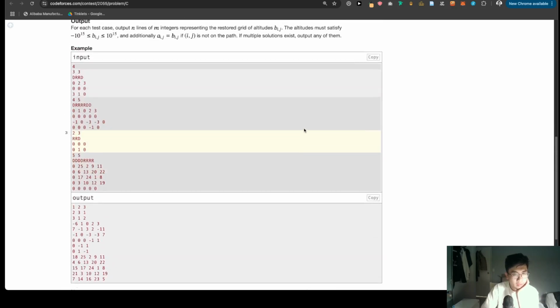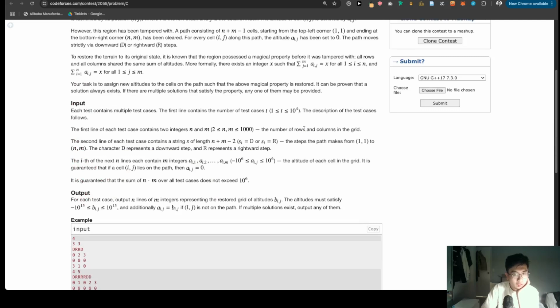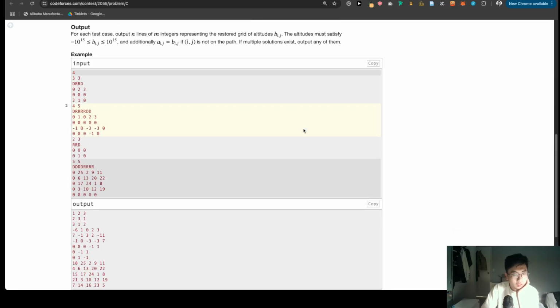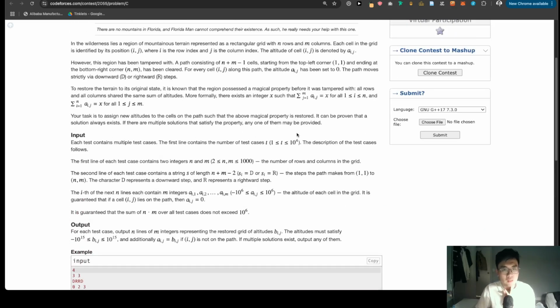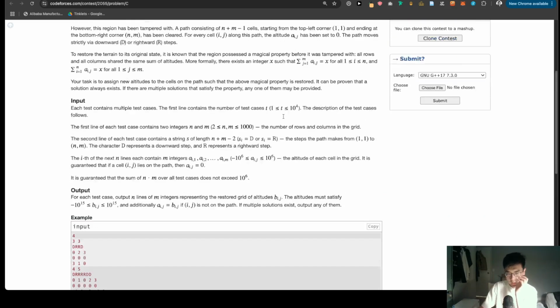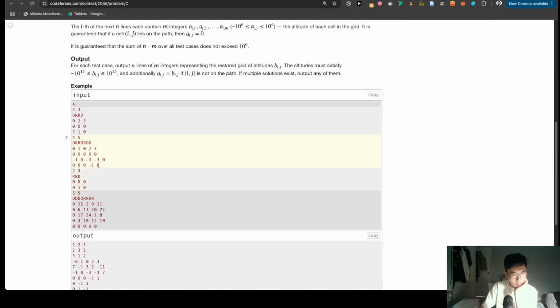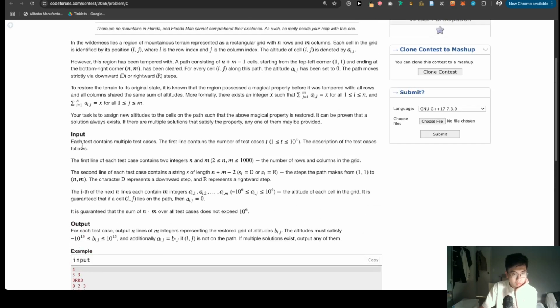It could be like all zeros, right? Which could be a problem. Like here, it's very obvious that there's only one path, and all these examples are kind of trivial. Oh, they give us the path.